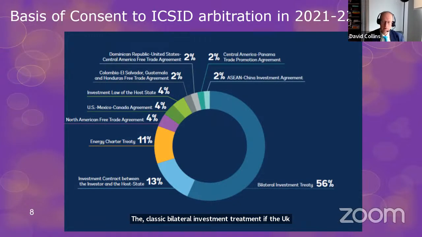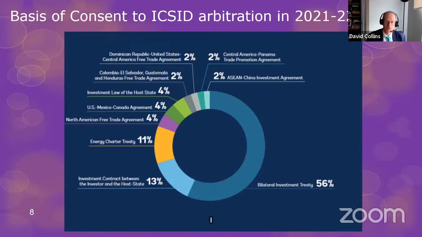56% of all disputes have come through BITs. Interestingly, the second most significant, and this is a change from recent years, are investment contracts between the investor and the host state. So as I said, for example, a mining company signing a contract with South Africa or something. That was much smaller a few years ago, sort of 7, 8, 9, 10%. And I think there's an indication that that will grow and grow, and the investment contracts will become more relevant.